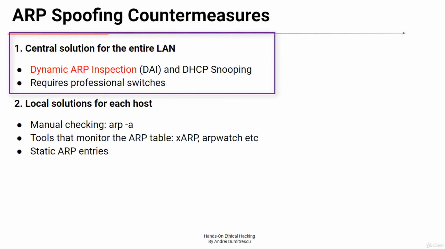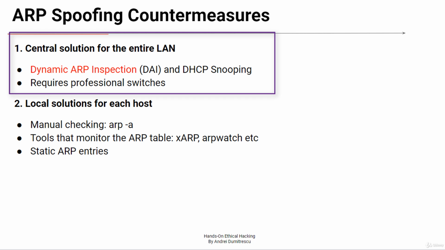There is a central solution for the entire LAN which is implemented on the switch and is called Dynamic ARP Inspection, or DAI. It has a dependency on DHCP snooping, which must be enabled. The DHCP snooping feature is covered in more detail in another lecture. Dynamic ARP Inspection is a security feature that is available on professional networking devices like Cisco switches. It helps prevent ARP poisoning and other ARP-based attacks by intercepting all ARP requests and responses and by verifying their authenticity before forwarding the packets to the intended destinations.